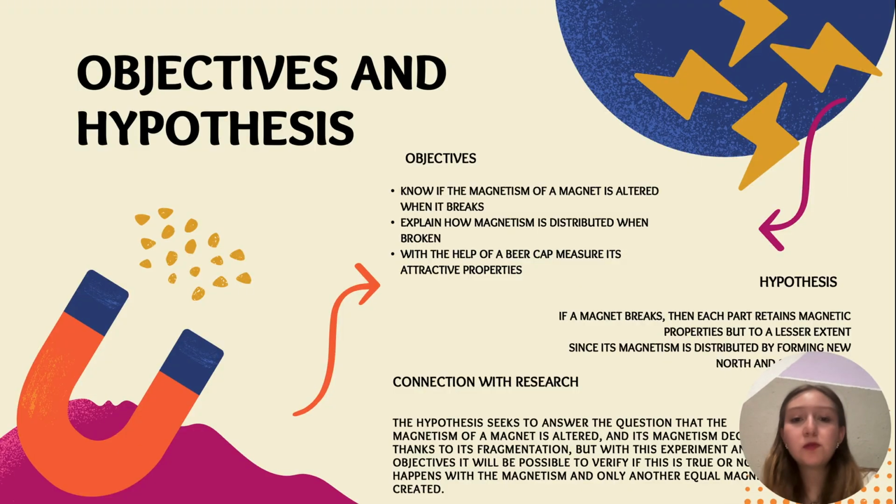Our objectives were to know if the magnetism of a magnet is altered when it breaks, explain how magnetism is distributed when it breaks, and with the help of a beer cup measure its attractive properties. The hypothesis was: if a magnet breaks, then each part retains magnetic properties, but to a lesser extent, since its magnetism is distributed, forming new north and south poles.